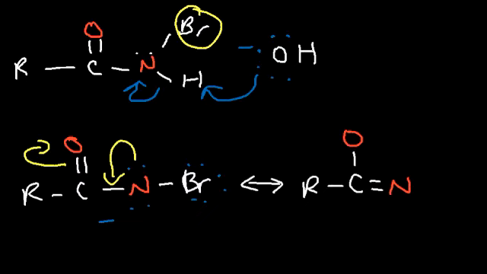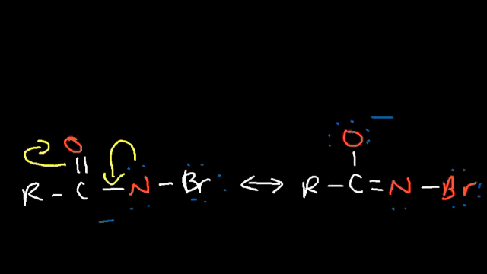So the nitrogen now has a double bond. The oxygen has 3 lone pairs, and it bears the negative charge. The nitrogen now only has 1 lone pair. So what's our next step here?